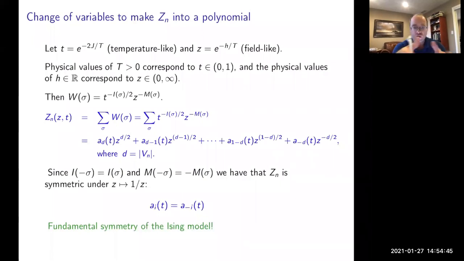So this is this fundamental symmetry of the Ising model. And at some point later, probably on Friday, it's going to play a role. So I wanted to point it out. But the key thing to observe here is that up to some square roots, and this being a Laurent polynomial, this is just a polynomial in z and t. So it's a kind of a nice function. It's not a nasty function.